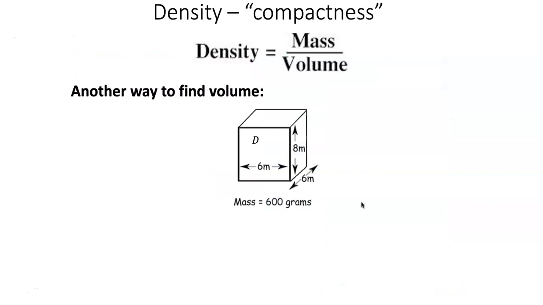Another way to find volume, if you have something with right angles, is you can just do the old length times width times height volume calculation that you probably did in math class a long time ago. So take a look at this object here. You're given the length of the sides and the mass. Go ahead and pause the video and see if you can figure out the density of this cube.